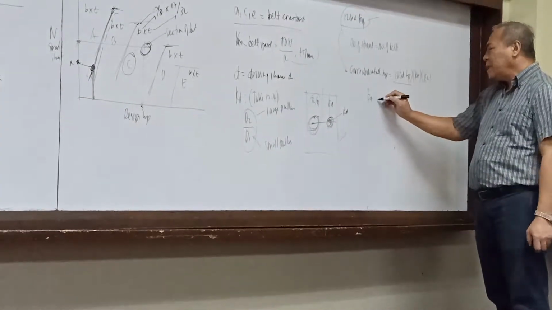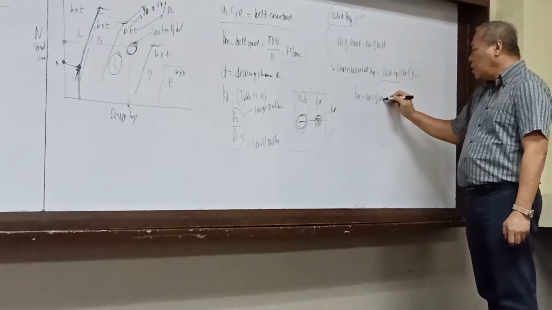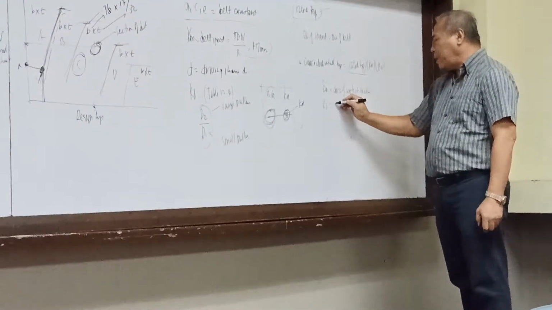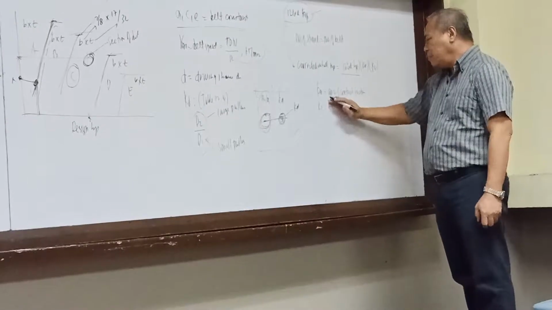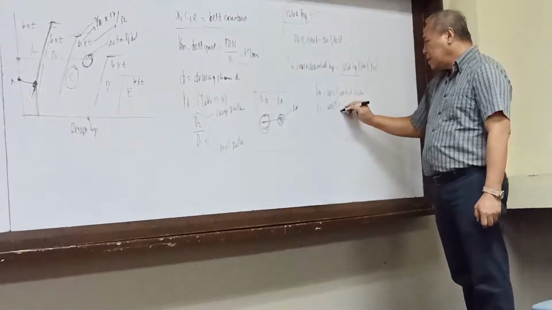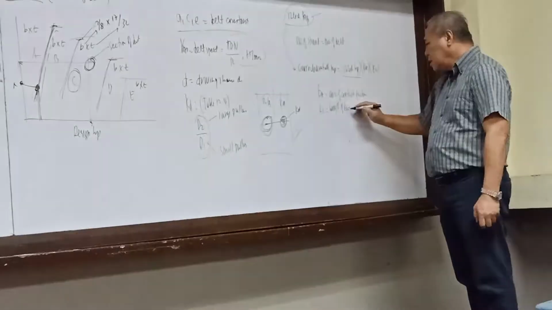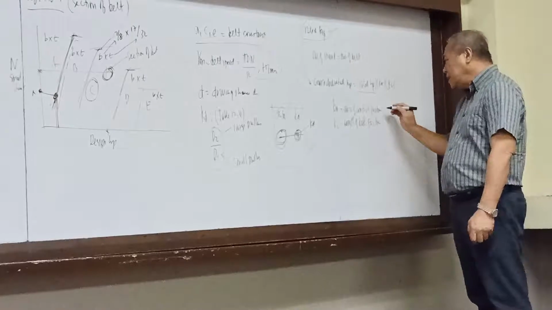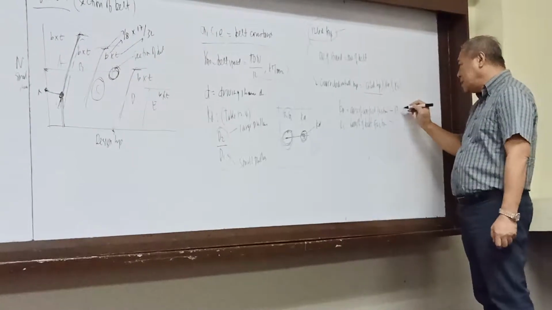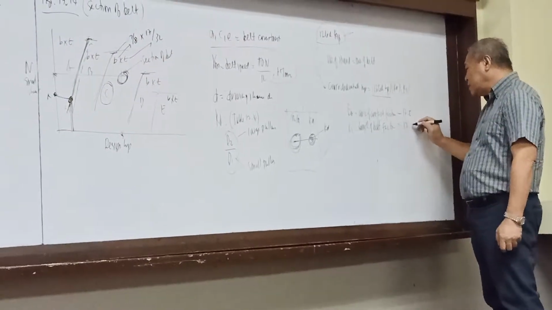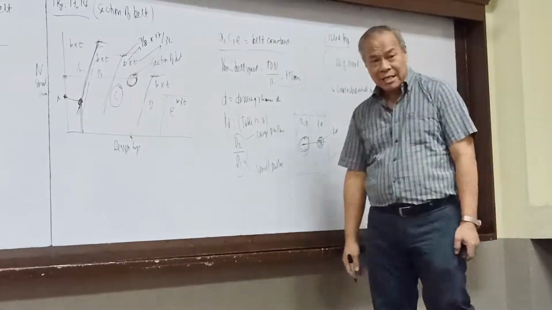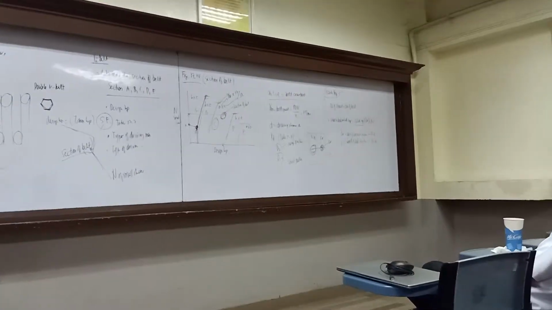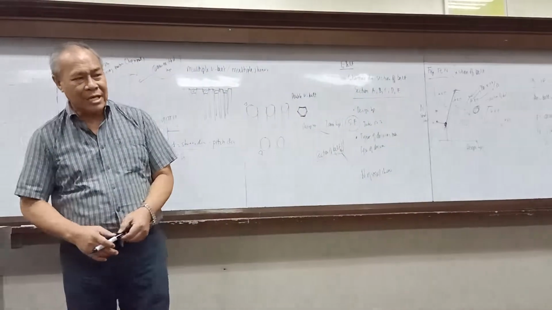What is K theta? This will be the arc of contact factor. And K sub L is the arc belt length factor, the length of belt factor. These are correction factors. K theta can be taken on table 17.5, and K sub L will be taken on table 17.6. So, those are the tables that we use.